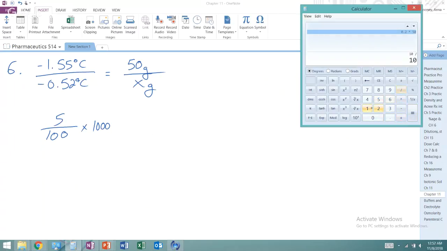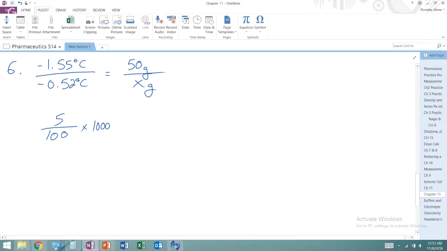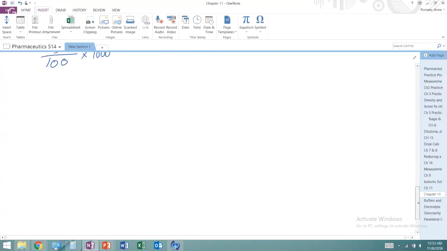And then divide by 1.55. That's not right. Oh, because it's 0.2. Never mind. All right, 50 times 0.52, divided by 1.55. There, yeah. So it's 16.77 grams. See, that's how you find that one. Ooh, we don't have to insert any space.